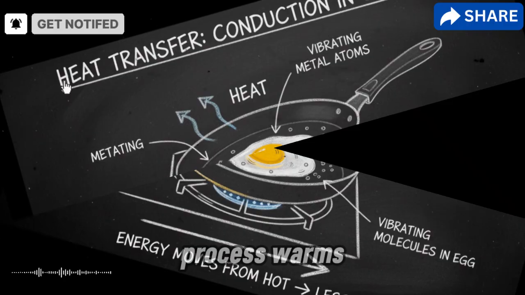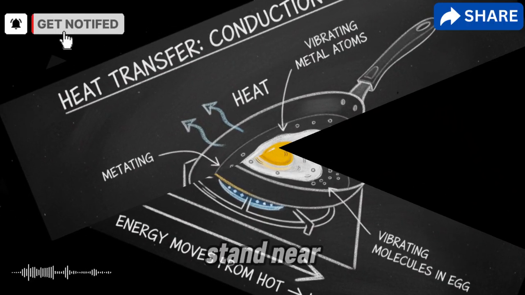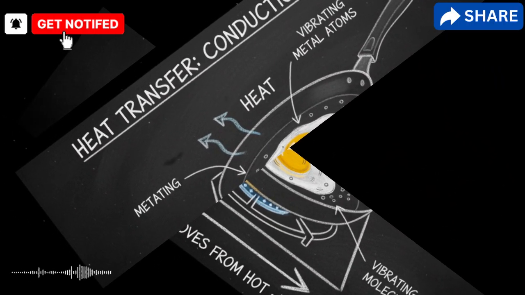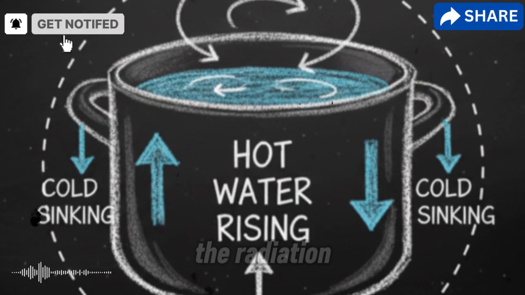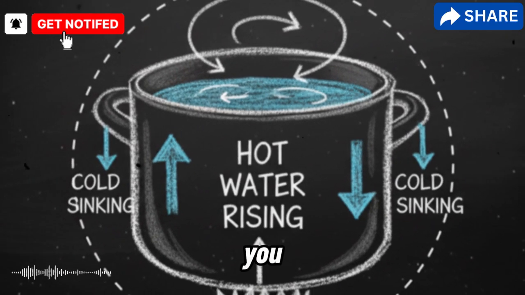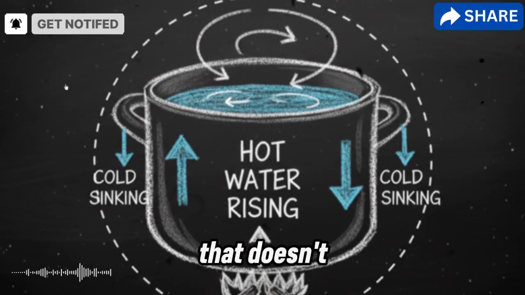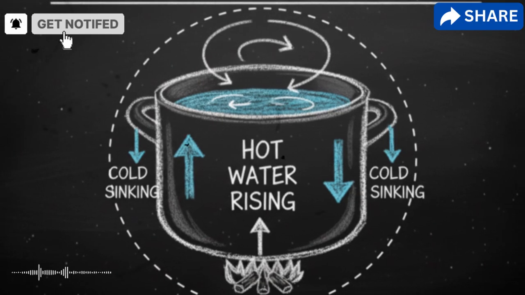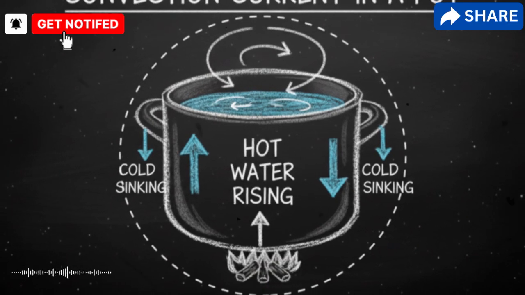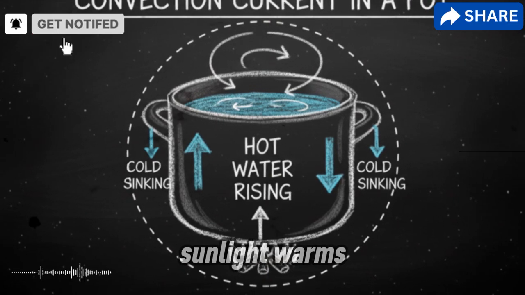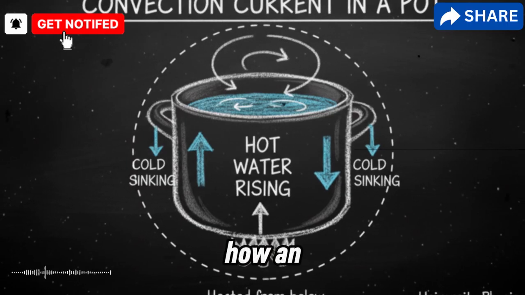The same process warms your face when you stand near a campfire. Even if the air is cold, the radiation still reaches you. So radiation is heat that doesn't need matter to travel. It can cross empty space, which is exactly how sunlight warms the earth, and also how an oven browns your pizza.